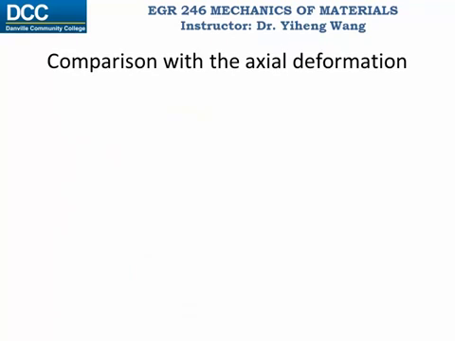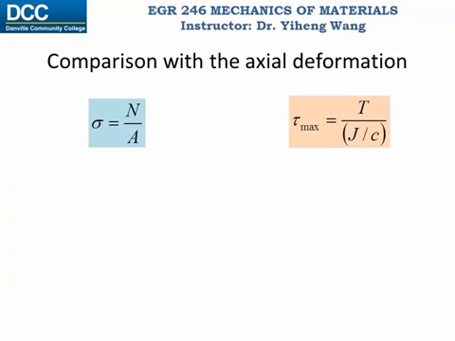If you compare the torsional deformation to the axial deformation that we learned earlier, there are many similarities, and hopefully this can help you memorize the equations associated with the torsional deformation. First things first, the normal stress is defined as the normal force over cross-sectional area. The torsion formula can also be rewritten in this form. Here, the numerator T is also an internal reaction, which is the driving force for deformation, and the denominator J over C is the combination of geometric properties of the cross-sectional area.